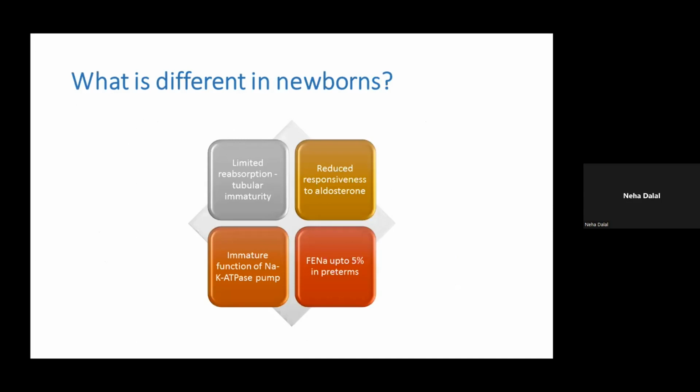Why are newborns different in handling sodium and water? The primary reason is tubular immaturity, with limited reabsorption and tubular secretion in preterm babies. Another most important cause is the expression and immature function of the sodium potassium ATPase pump in preterm babies. As we have previously mentioned in this slide, this FENA may be normal up to 5% in preterm babies.